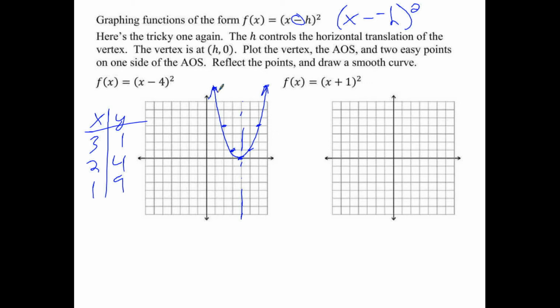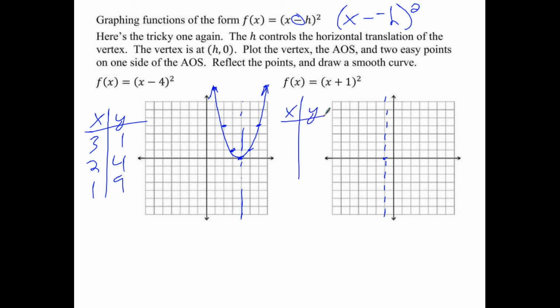Ready for the last one? Where are we going? Left one. So there's our vertex. And then what? Axis of symmetry, dotted vertical line. Yeah, that's what we do, because it's not really on the graph, so we do a dotted one, so it's not like it's part of the graph. Table.